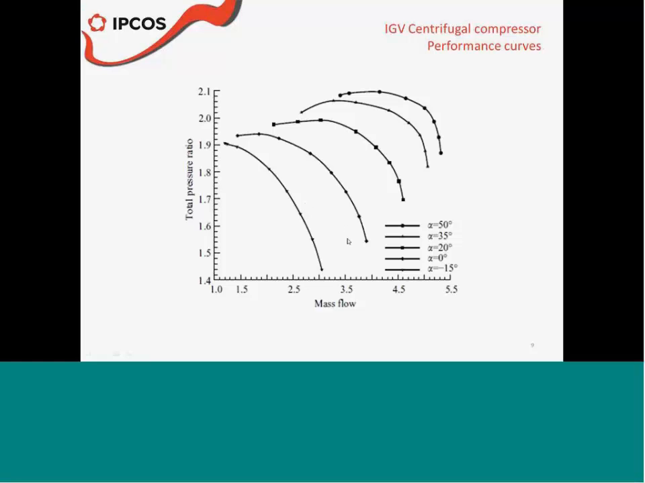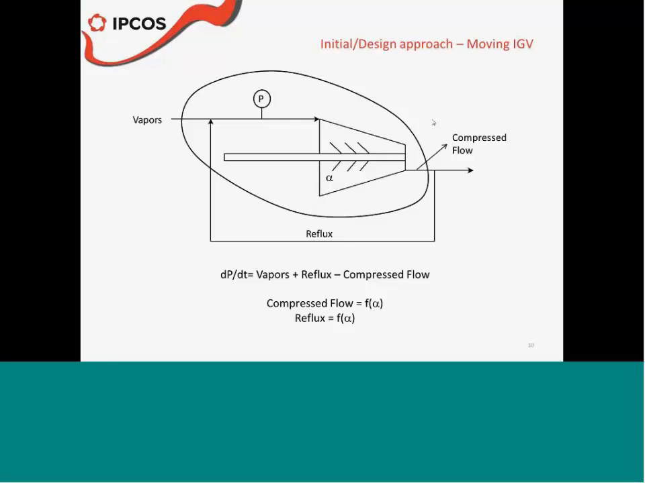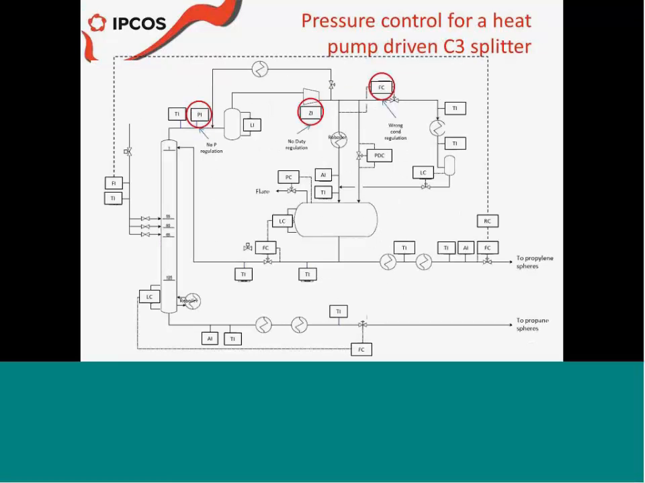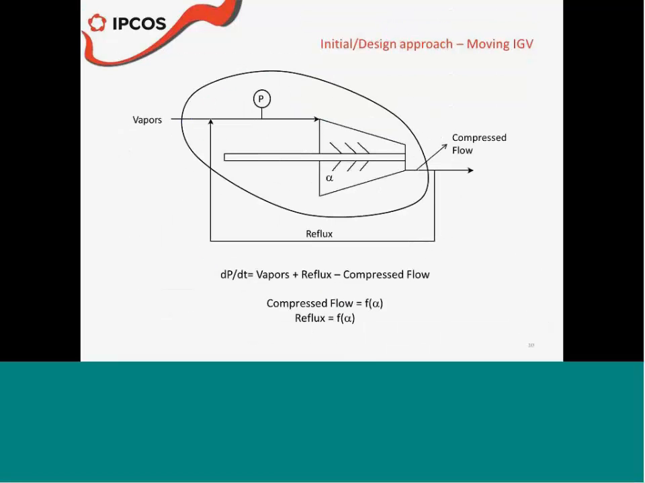The performance curve changes with the opening of the inlet guided vane, as you can see here. The more open, or the less restrictive, the inlet guided vane is, the higher the flow and pressure you can achieve with the compressor. So the reason they didn't have this pressure under control was because the initial design they had was to try to control or regulate that pressure with the inlet guided vanes. Regulate the pressure by moving the inlet guided vanes.